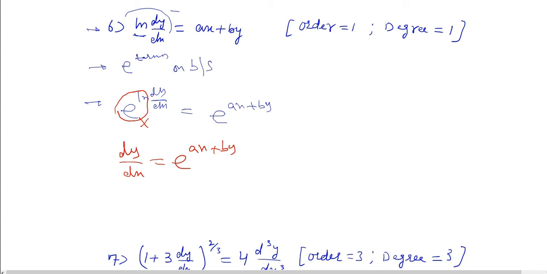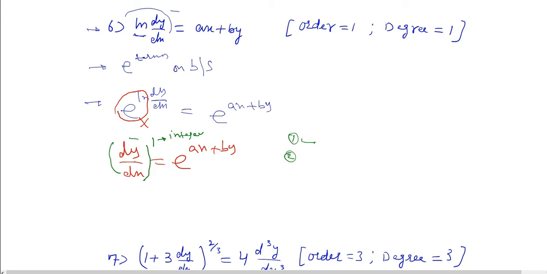Now here you can see the power is 1, because we have only dy by dx. This is the only differential term. We have only one differential term here. 1 is a power which is an integer. So condition 1 is pass. Now what is the second condition?